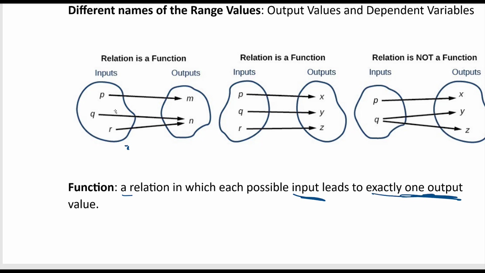So I have this graphic here to address that. Here's a relation that is a function. P goes to one thing, Q goes to one thing, and R goes to one thing. Now Q and R go to the same thing. That's okay. But P, Q, and R only have one thing they go to. This next one's also a function. P goes to X, Q goes to Y, and R goes to Z. Everything's fine. Now this last one's not, because while P goes to one thing, Q goes to two different things. So Q has two partners there. That's not a function.